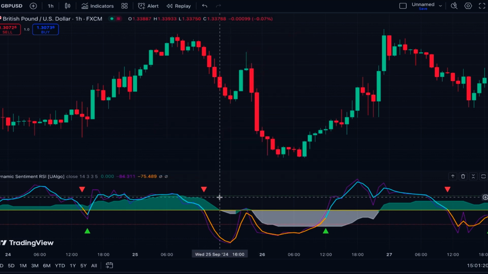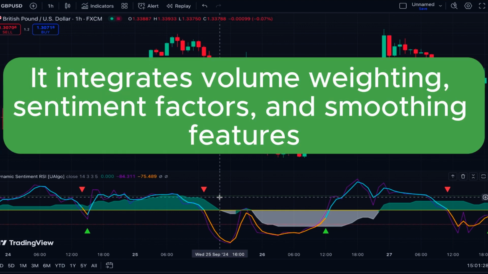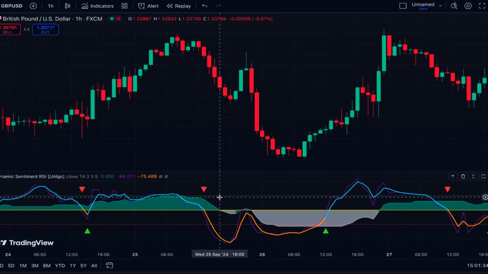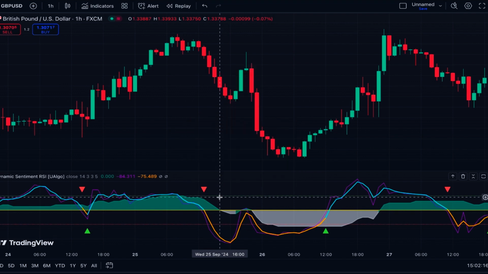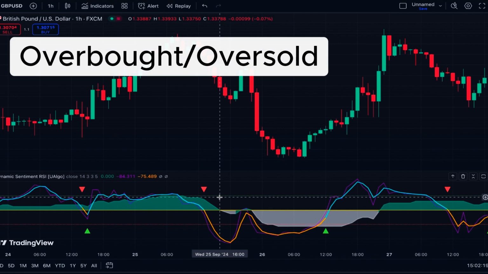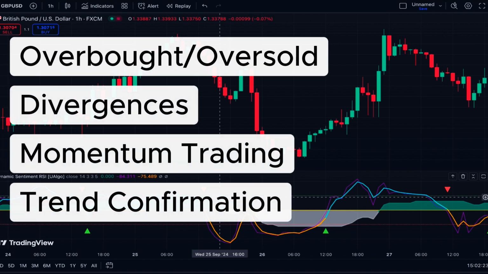This indicator is an improved version of RSI. It actually combines the classic RSI with dynamic sentiment analysis. This new RSI integrates volume weighting, sentiment factors, and smoothing features to provide more accurate signals about momentum change or potential reversals in the market. It can help you in different situations like identifying overbought, oversold conditions, divergences, momentum trading, and trend confirmation.